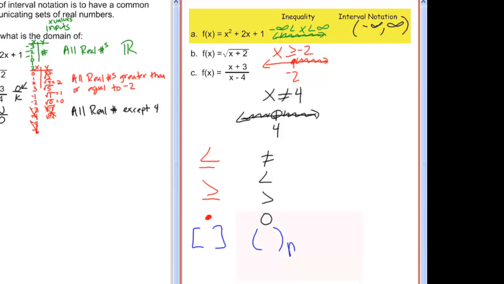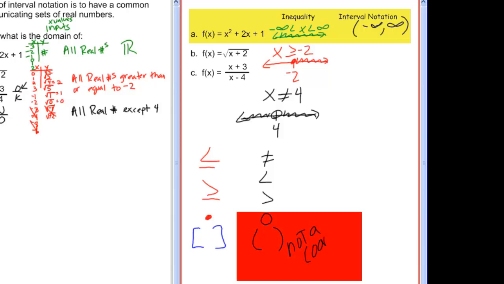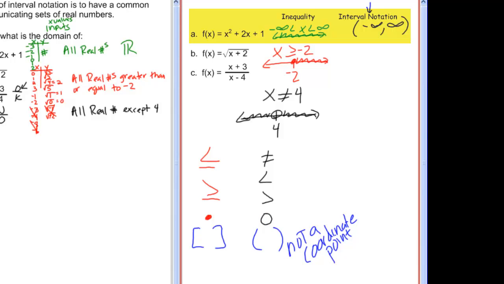This is not a coordinate point. It is interval notation. How do you know the difference? You have to look at the context of the problem. All right, so when you use interval notation, the first notch should be where you're starting your interval. The second notch is going to be where you're ending your interval.